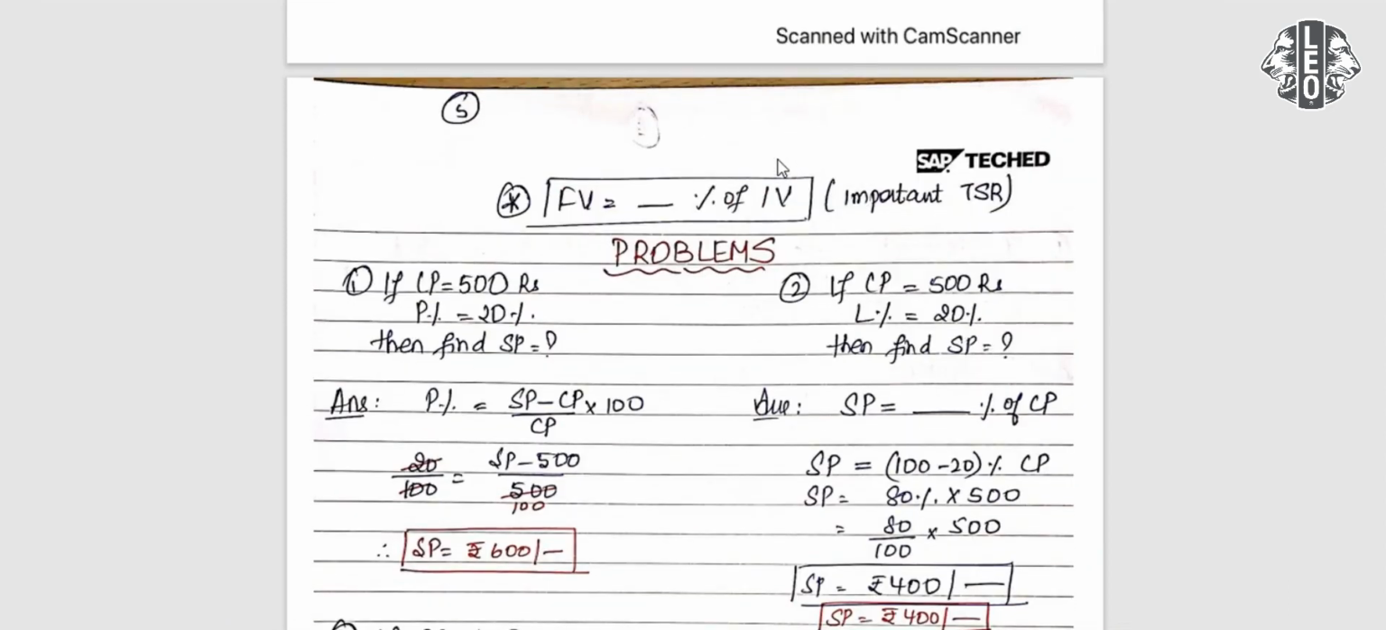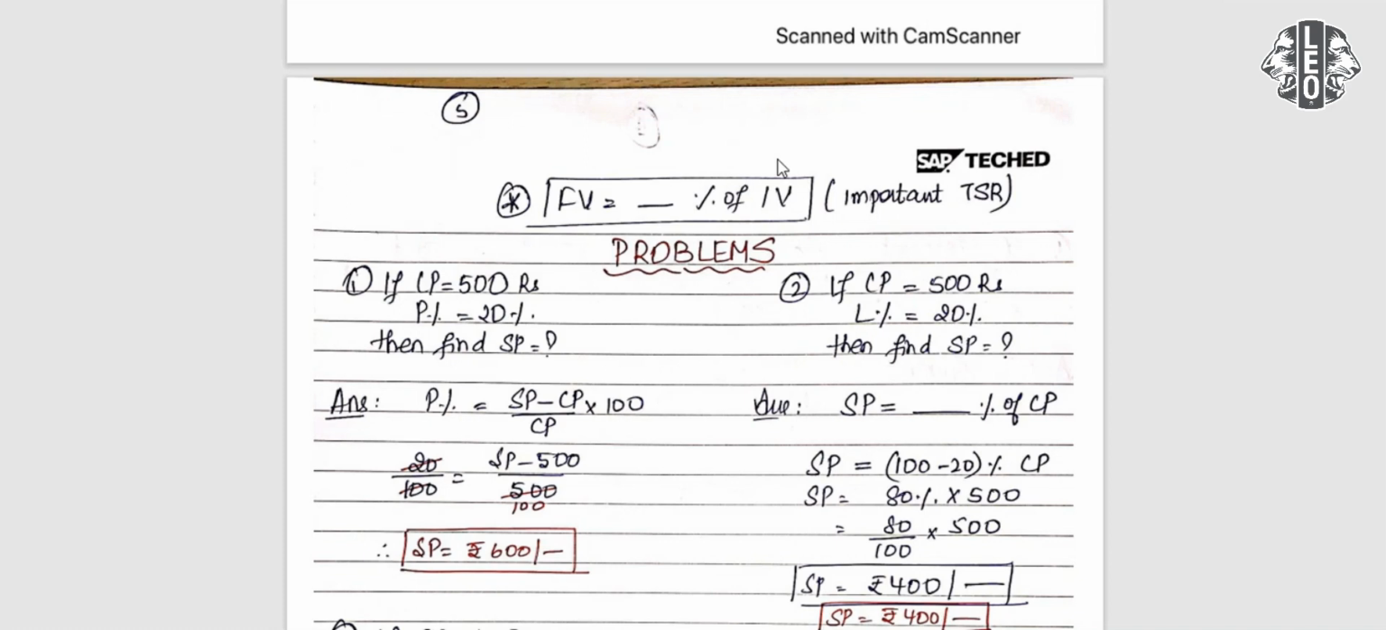They have given the cost price as 500 rupees. Loss percentage as 20%. Oh, in the previous case, the profit percentage was given. In this case, loss percentage is given. Now you want to find the selling price. So you please write down the skeleton.